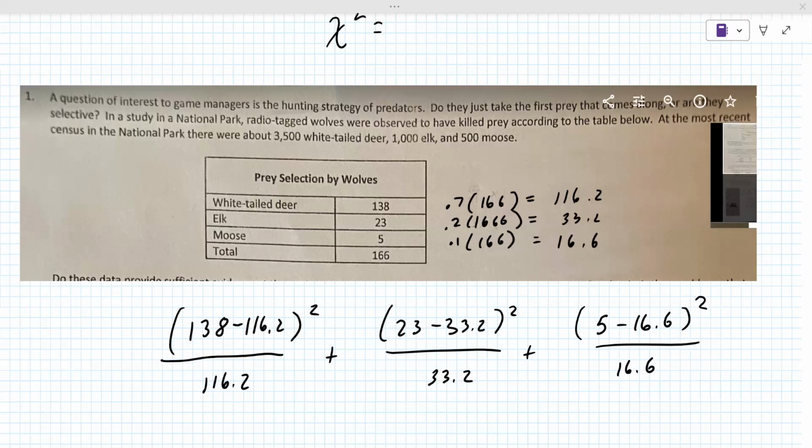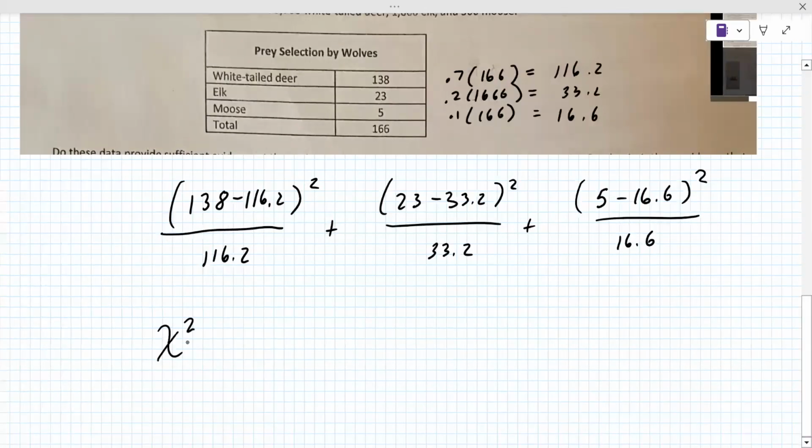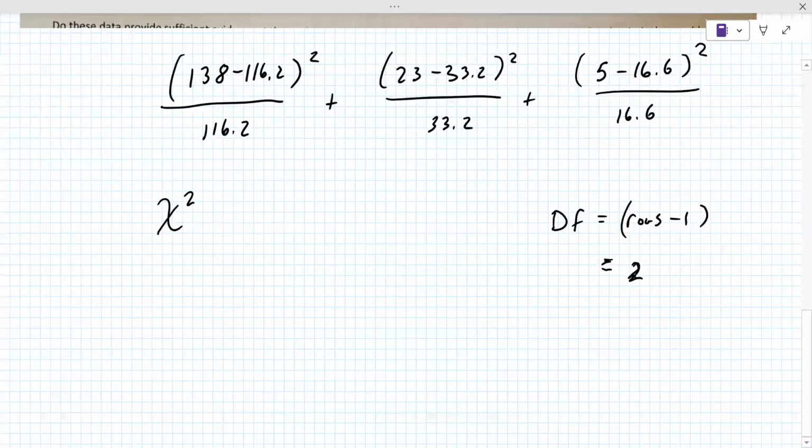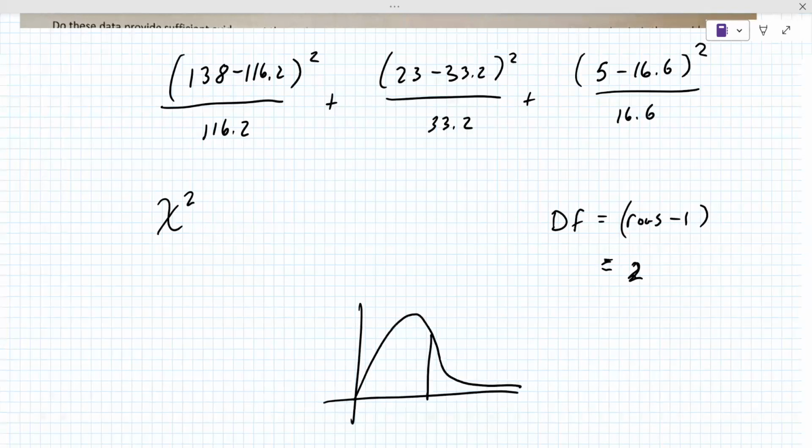Whenever we get this chi-squared value, we also need the degrees of freedom. The degrees of freedom in this problem is the number of rows minus 1. So in this case, it's 2 degrees of freedom. The total does not count. And then we want to look that up to find the p-value. So we can either use chi-squared CDF or a table, but we do need that numerical value if we're going to proceed.